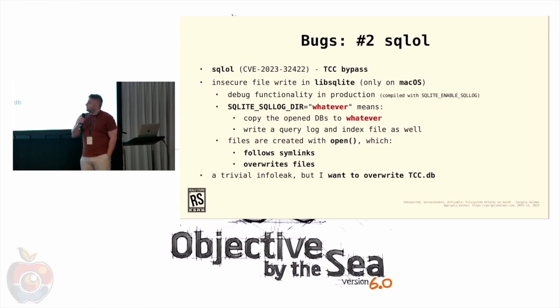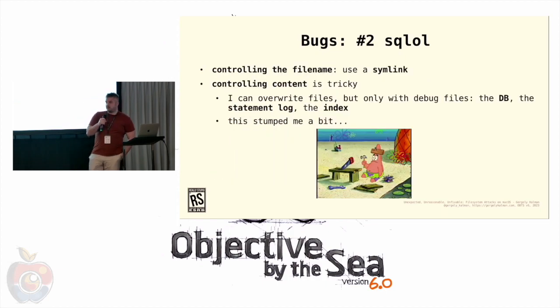And basically, you could make SQLite write the SQLite DB, a query log, and an index file into a directory that an attacker provides. The files are created with open, but since this code was never meant to run in production, they never really bothered to secure it, so it follows symlinks and overwrites files. It was a trivial info leak, but I wanted more. And controlling the file name is obviously trivial. The file name is not really random, it's a tiny, tiny bit random, so it's fine, we can symlink it.